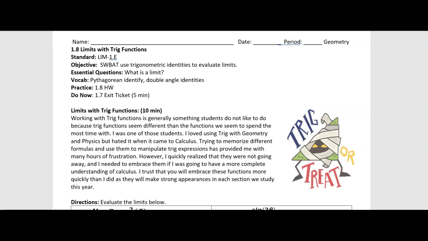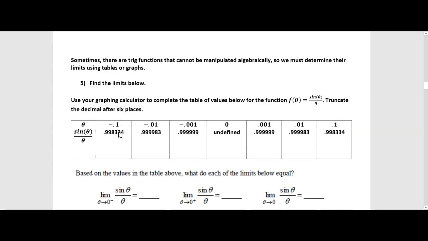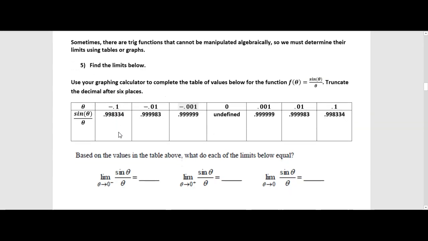All right, welcome back. This is Mr. Fawcett, and we are about to start the second part of our lesson involving finding the limits of trig functions. We're going to go down to page 3, if you have those notes out, to number 5.